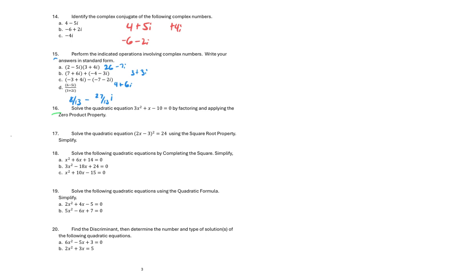16. Solve the quadratic equation 3x squared plus x minus 10 equals 0 by factoring and applying the zero product property. So you can immediately factor if you see what it is. For those who don't, you usually look at factors of the 3 and the 10. So factors of the 3 would be 1 and 3. Factors of 10, 1 and 10, 2 and 5.